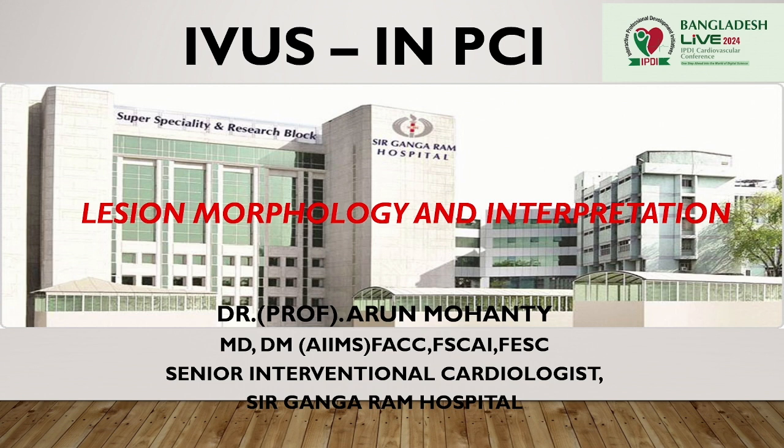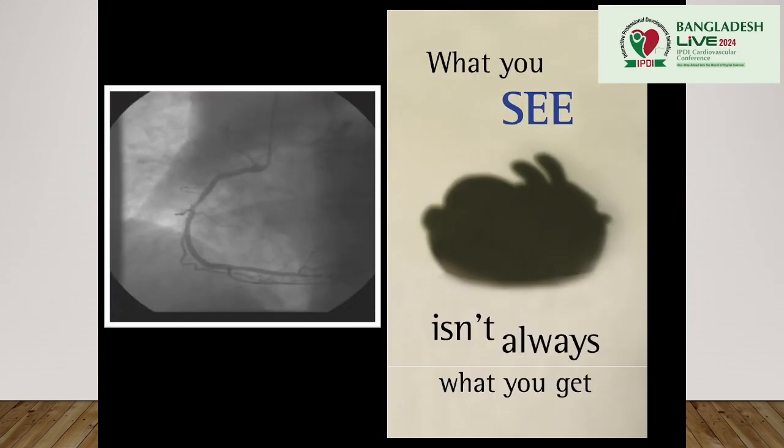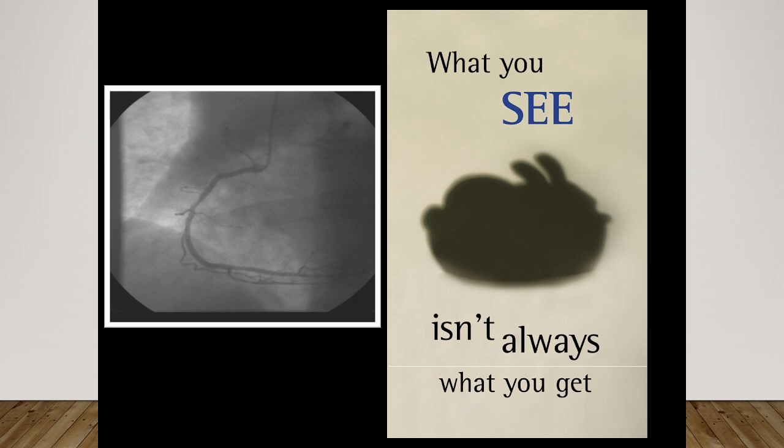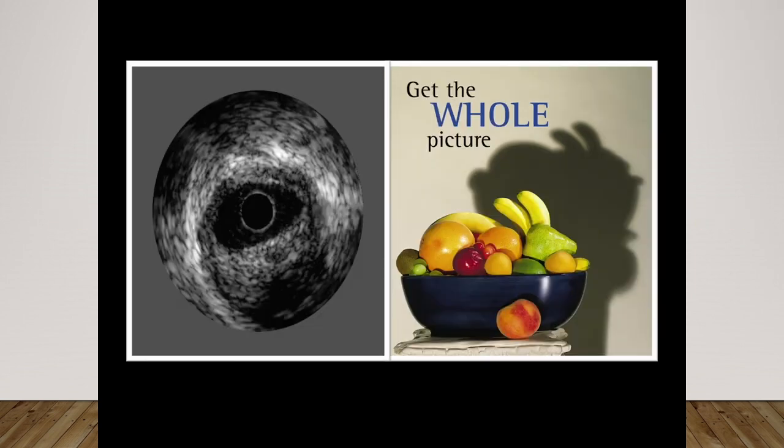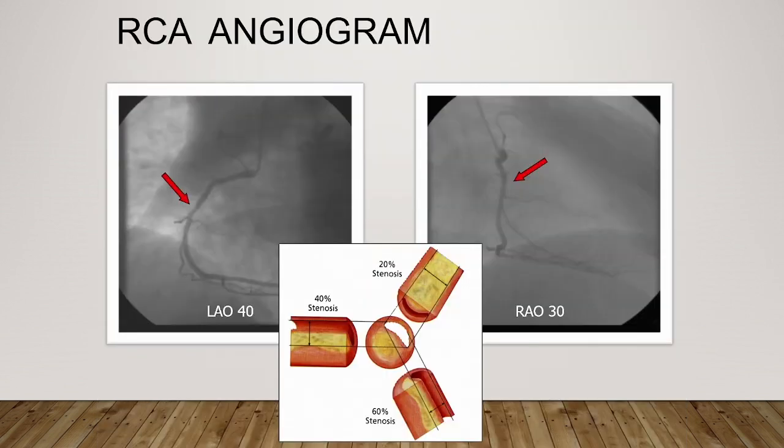Let us discuss very basics about IVUS. As told, it's very integral. We do a two-dimensional angiogram, which is a 2D shadow, and shadows are always deceptive. It can be really deceptive, and it's not the reality.